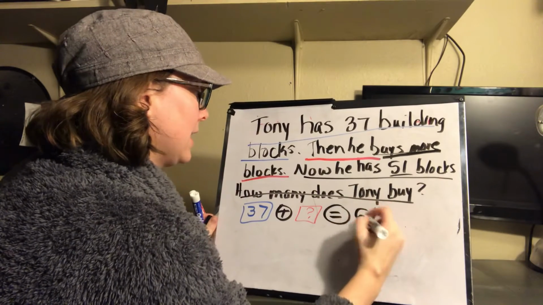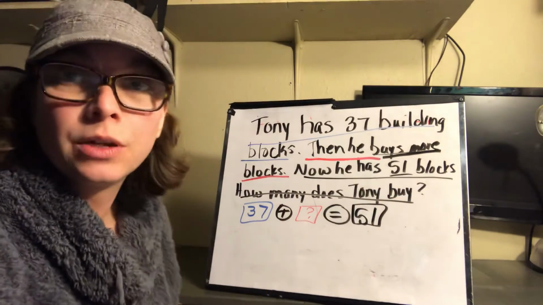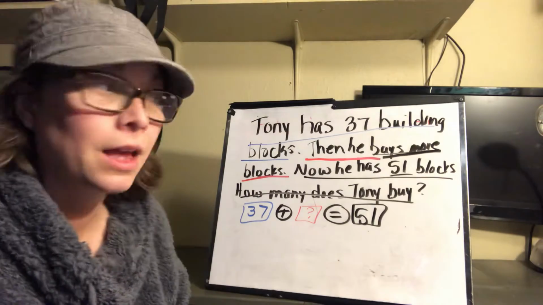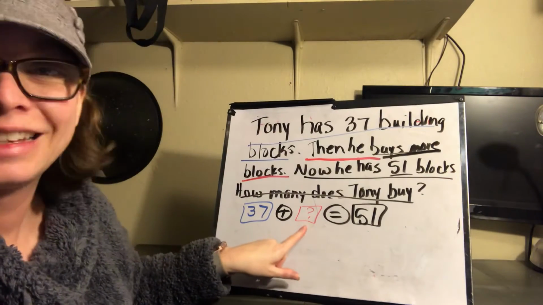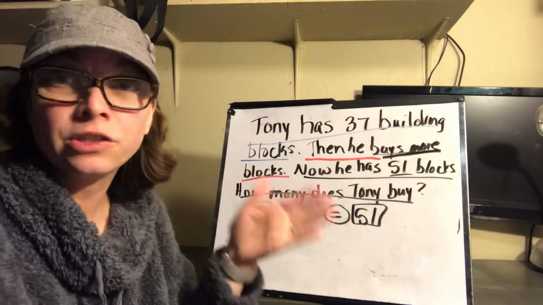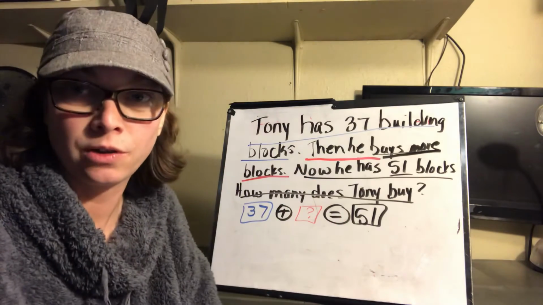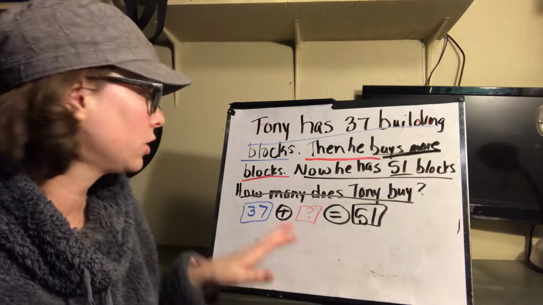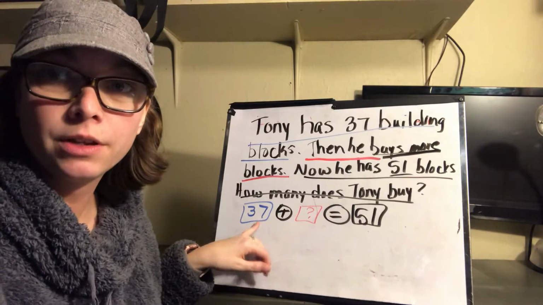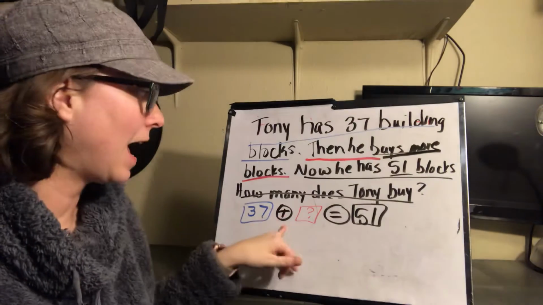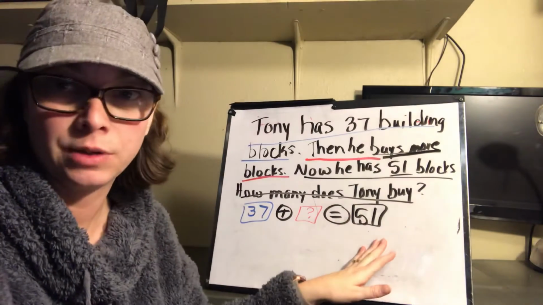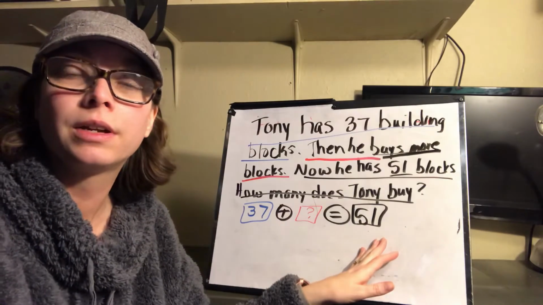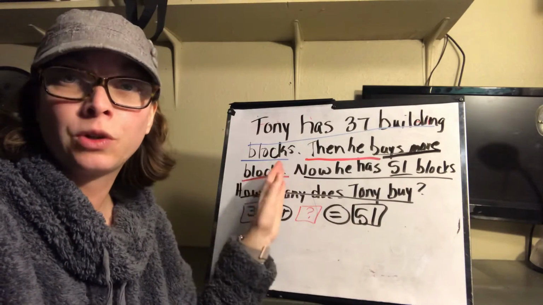Okay? And then it says now he has 51 blocks. So we know he ends with 51 blocks. We have to figure out how many he is missing. So there's actually several different ways you can solve this problem. You can start with 37, okay, and you can add on till you end with 51. That's one way you can solve. That goes with our story.